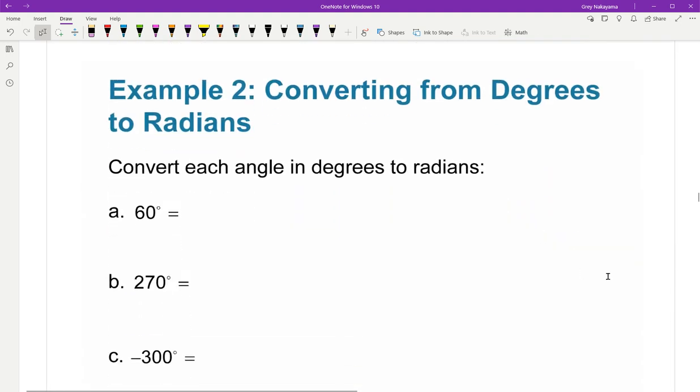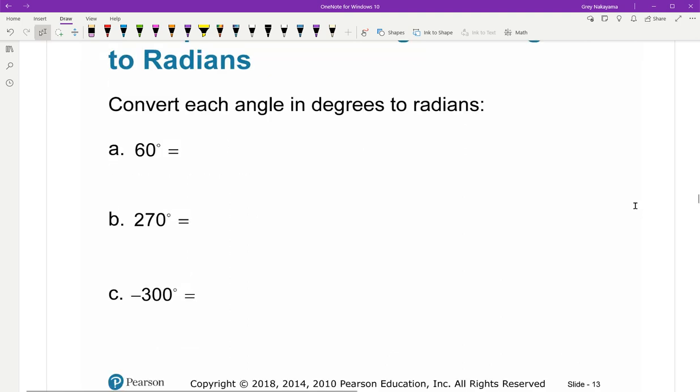Here are several examples. Example 2, converting from degrees to radians. When I go to radians, I'm going to take my 60 degrees and put it over 1 because I'm multiplying by a fraction. And then, going to radians, I want pi on the top and 180 on the bottom. And that is equal to pi over 3.